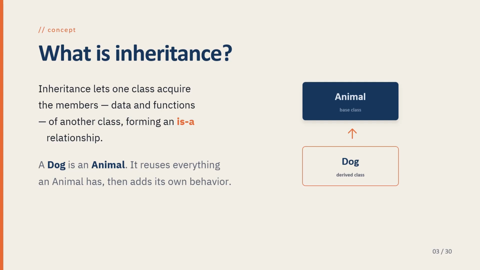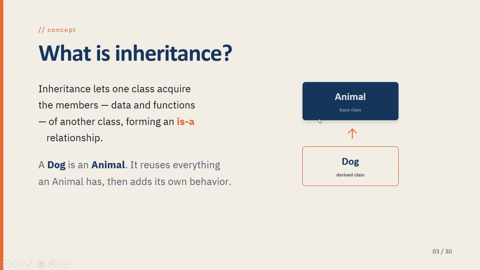So, starting with what is inheritance, let's begin with this concept. Inheritance is a mechanism by which one class acquires the members of another class. The members can include data members and member functions. The class from which we inherit is called the base class, or sometimes called the parent or superclass. The class that inherits from it is called the derived class, or it may be called the child class or subclass even.